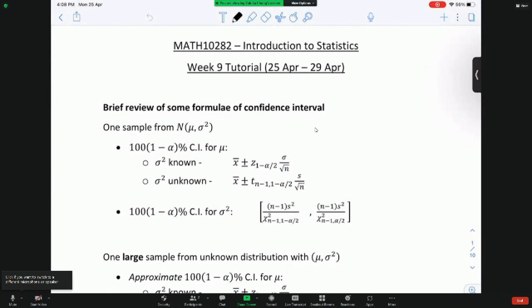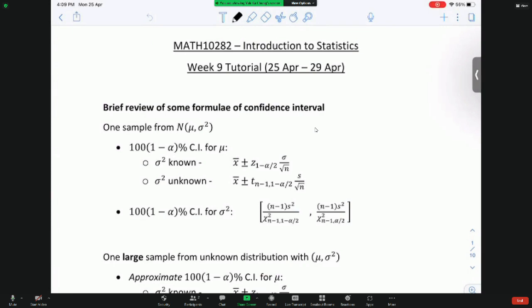But just in case, here is some review of some formulas or knowledge that you've learned from the course right before the spring break. So here is a summary of formulas for calculating the confidence intervals. There are different scenarios, and under different scenarios, we have different formulas.